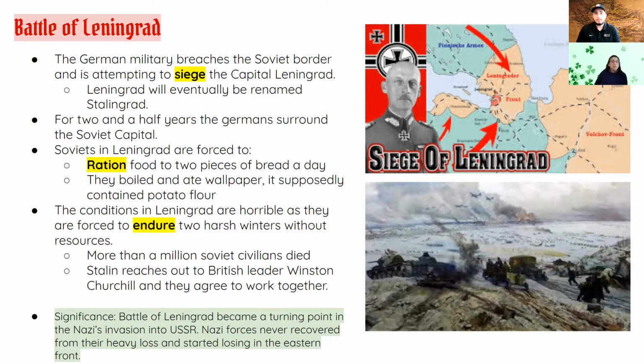Stalin reaches out to British leader Winston Churchill, and they agree to work together. This is one of the beginning steps of the Allied powers working with Stalin, even though he is a totalitarian dictator, even though he is a communist. Stalin needs the Allied powers, and the Allied powers need Stalin. The Battle of Leningrad became a turning point in the Nazis' invasion of the USSR. The Nazi forces never recovered from their heavy loss and started losing the Eastern Front.